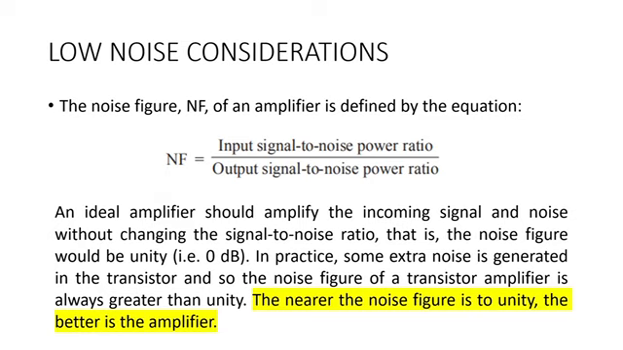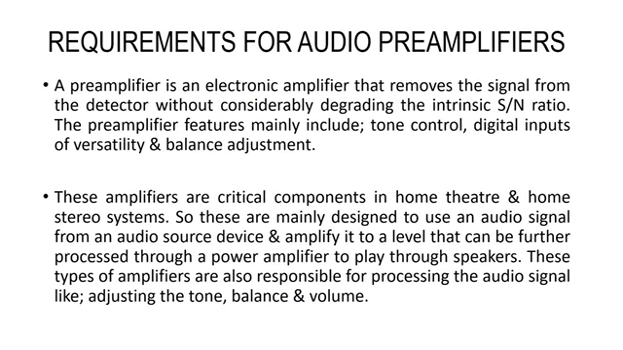But in practice, it won't happen. There may be plus or minus errors. In practice, some extra noise will be generated within the transistor. So if extra noise is added in the transistor, the noise figure of a transistor amplifier will always be greater than unity. The nearer the noise figure is to unity, the better the amplifier. If it is not, then we have to go for an alternative solution to make the noise figure equivalent to unity. So what are the requirements we suggest for audio preamplifiers?